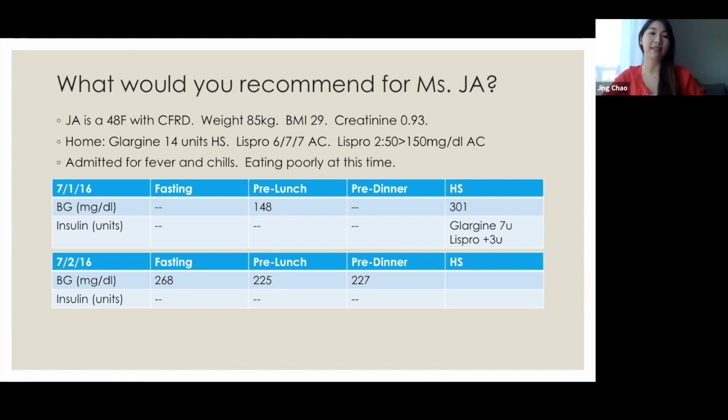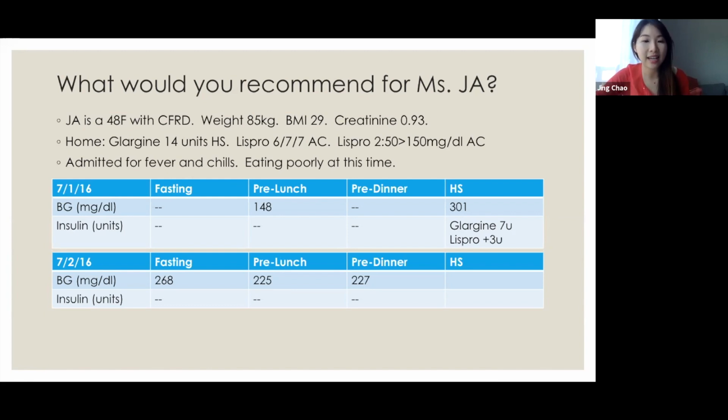The first day of data, once again, this is an actual patient. You see that when she first came in, she had taken Glargine 14 units at home the night before. Her pre-lunch blood sugar is great, it's 148. And then her bedtime blood sugar rose to 301. Maybe she ate a little bit for dinner, or maybe she's having stress hyperglycemia from her fevers and CF exacerbation. What happened was that this patient was given half the dose of Glargine because she's not eating. And then she also received Lispro 3 units at bedtime.